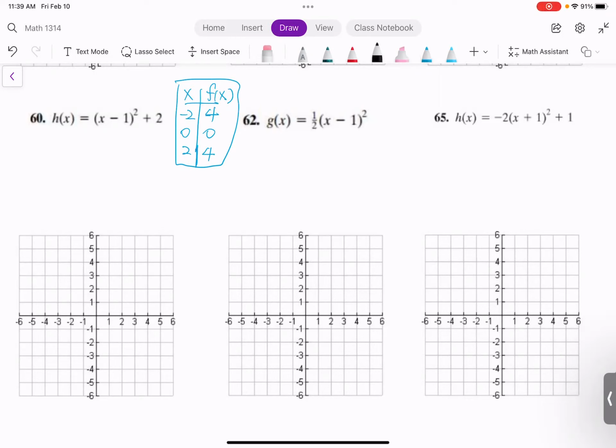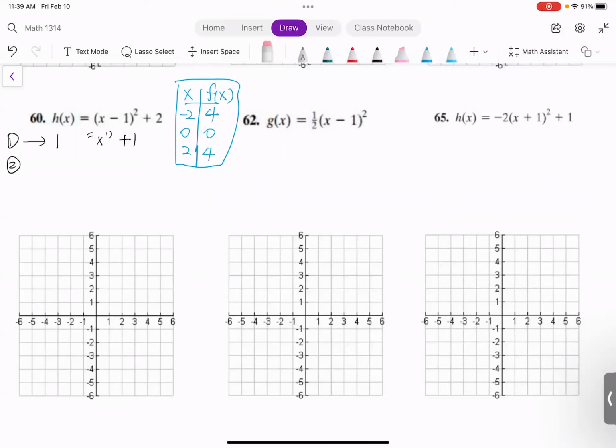First, we still need to identify the transformations. So h of x equals x minus 1 squared plus 2. Inside the parentheses, we have x minus 1. X minus 1 means we move all the points, this is the first transformation, to the right 1 unit. All the x add 1. Second transformation, outside, no negative sign.